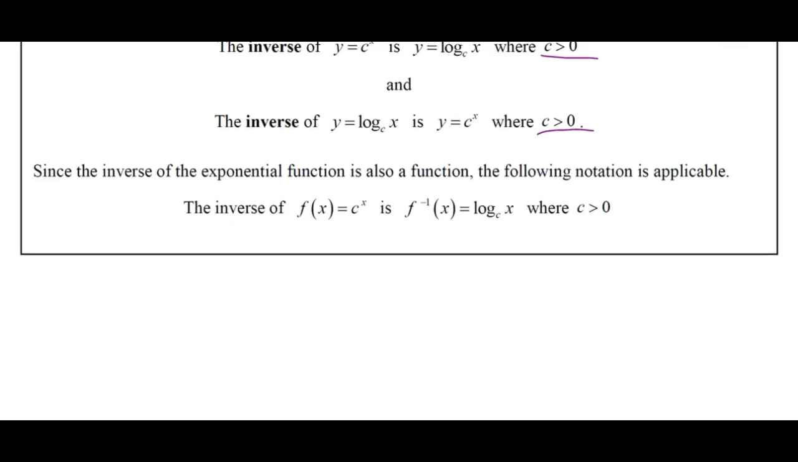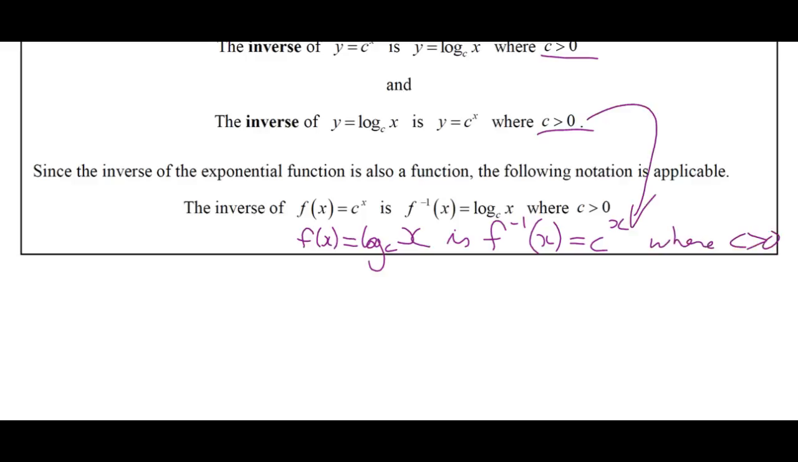Since the inverse of the exponential function is also a function, this notation is applicable. f of x equals c to the x, f inverse of x equals log base c of x. And you could also write this: if the original function were log base c of x, then the inverse function would be c to the x. That's the equivalent of this statement. If your original function is a log function, then your inverse function is exponential. Inverses just undo things, right? The inverse of squaring is square rooting, the inverse of square rooting is squaring.